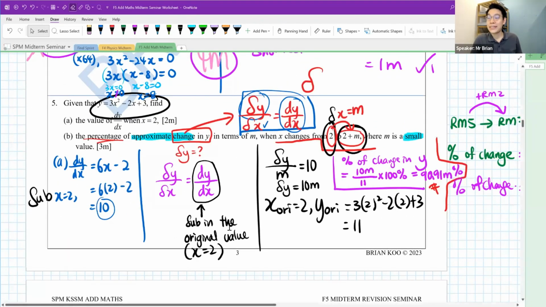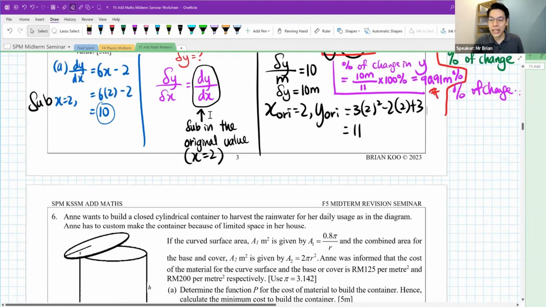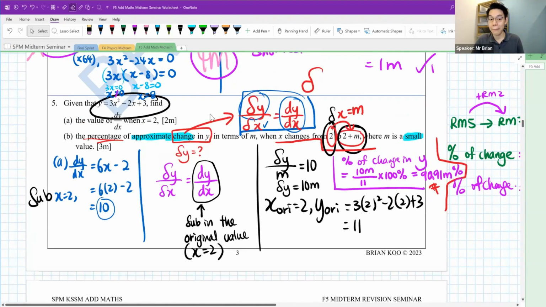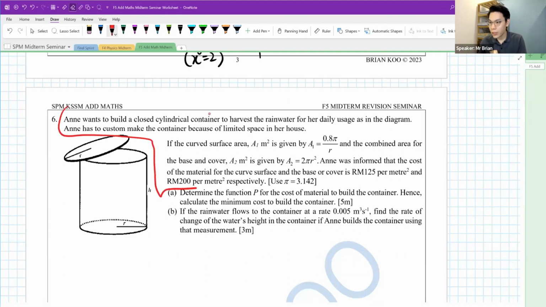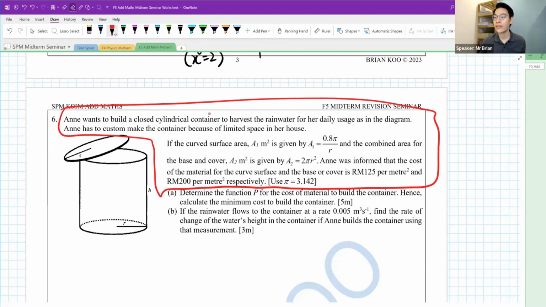Looking at the time, I think I have to start integration already. But integration is a bit more straightforward. Maybe I shall just highlight a bit of keyword in question number 6, and I will show you the working out. I'll write some explanation there also, and I think you'll be able to understand the working later on. There's this whole paragraph of words, very, very long.